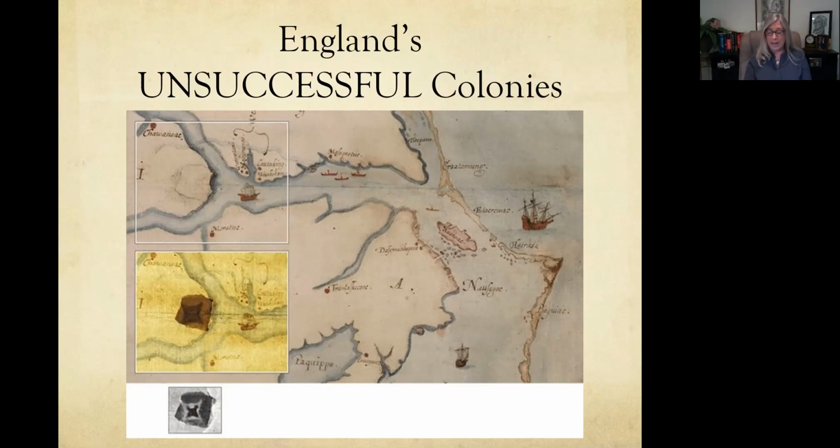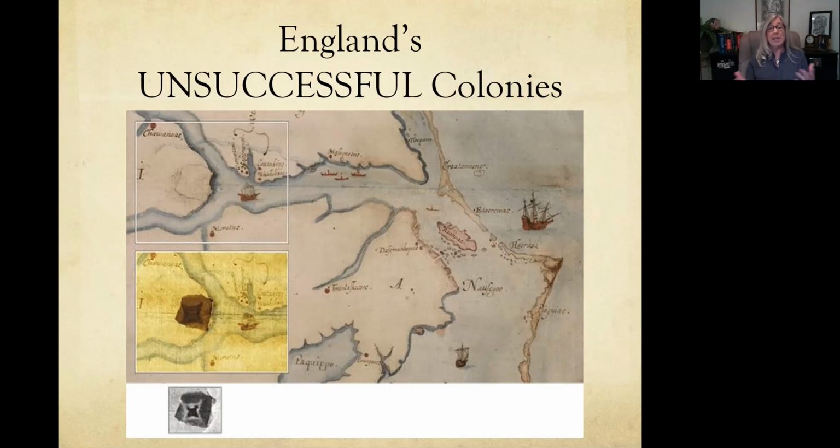But the first attempt at trying to plant a colony of Englishmen here to live and to settle was at Roanoke Island. And Roanoke Island would have been off that coast of North Carolina. John White was actually the governor of Roanoke Island and was there for close to a year. His family was there. His daughter actually gave birth to the first English child born in North America, and her name was Virginia Dare. And John White ended up leaving and going back to England to try to secure supplies.